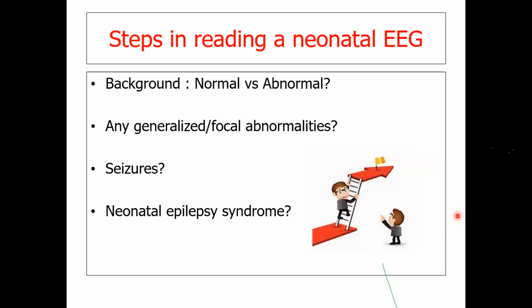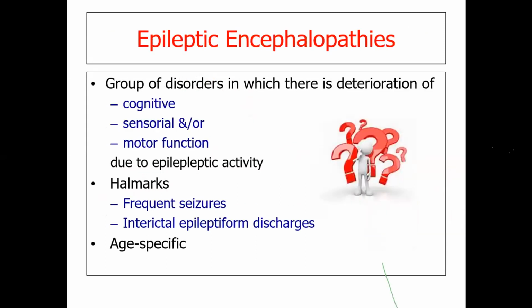So with all that jargon, the steps in reading a neonatal EEG can be summarized by the following. First, you have to know the gestational age and conceptional age and the corrected age, sorry. You have to look at the background, whether it is normal or abnormal. Abnormal as far as the elements are there which should not be there, as the baby is beyond a particular age group and is dysmature or not. If there are abnormalities, then whether they are generalized or focal. Are there any seizures? And once you have seen that, does it fit into any particular neonatal epilepsy syndrome? That would only lead to the diagnosis.